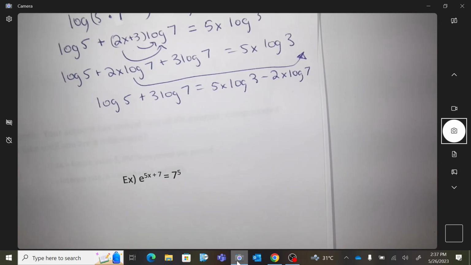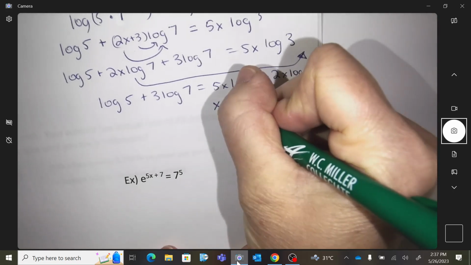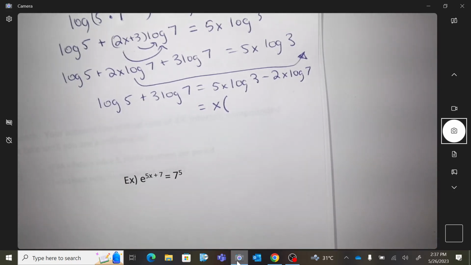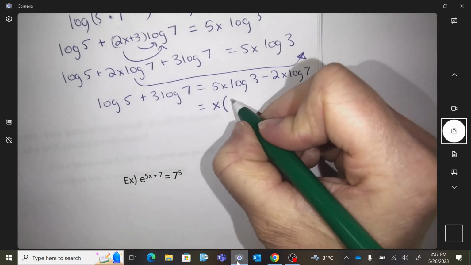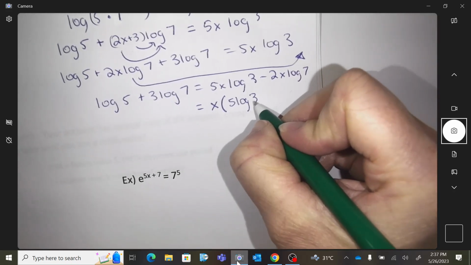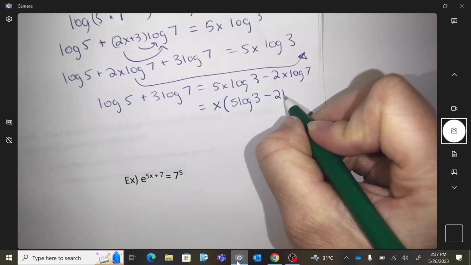Okay, does that make sense? X stuff together on one side. Now, here's my next maneuver. I'm going to GCF an x out. But it's connected to the 5 and the 2? So 5 log 3 minus 2 log 7.